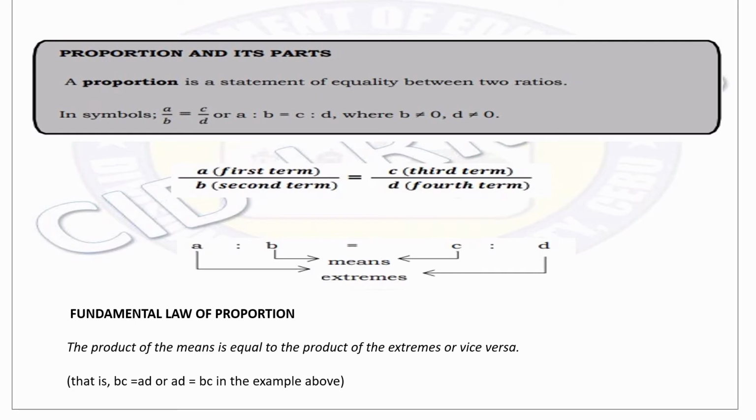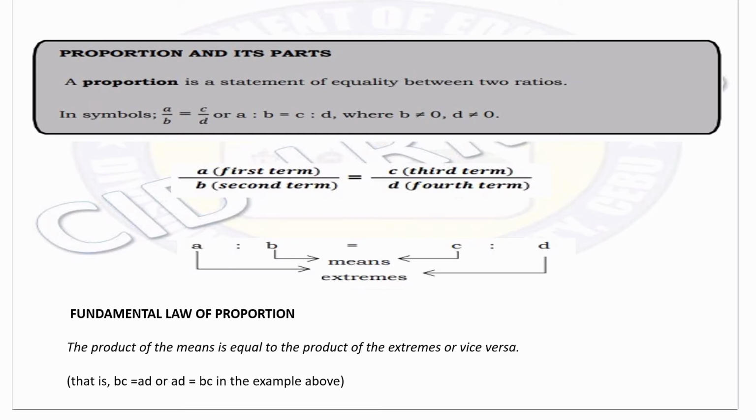let us have first this definition and identifying the parts of a proportion. Always remember that a proportion is a statement of equality between two ratios. Now, in symbols, we have here a over b is equal to c over d, or we can express this as a is to b is equal to c is to d, where b and d should not be equal to 0.